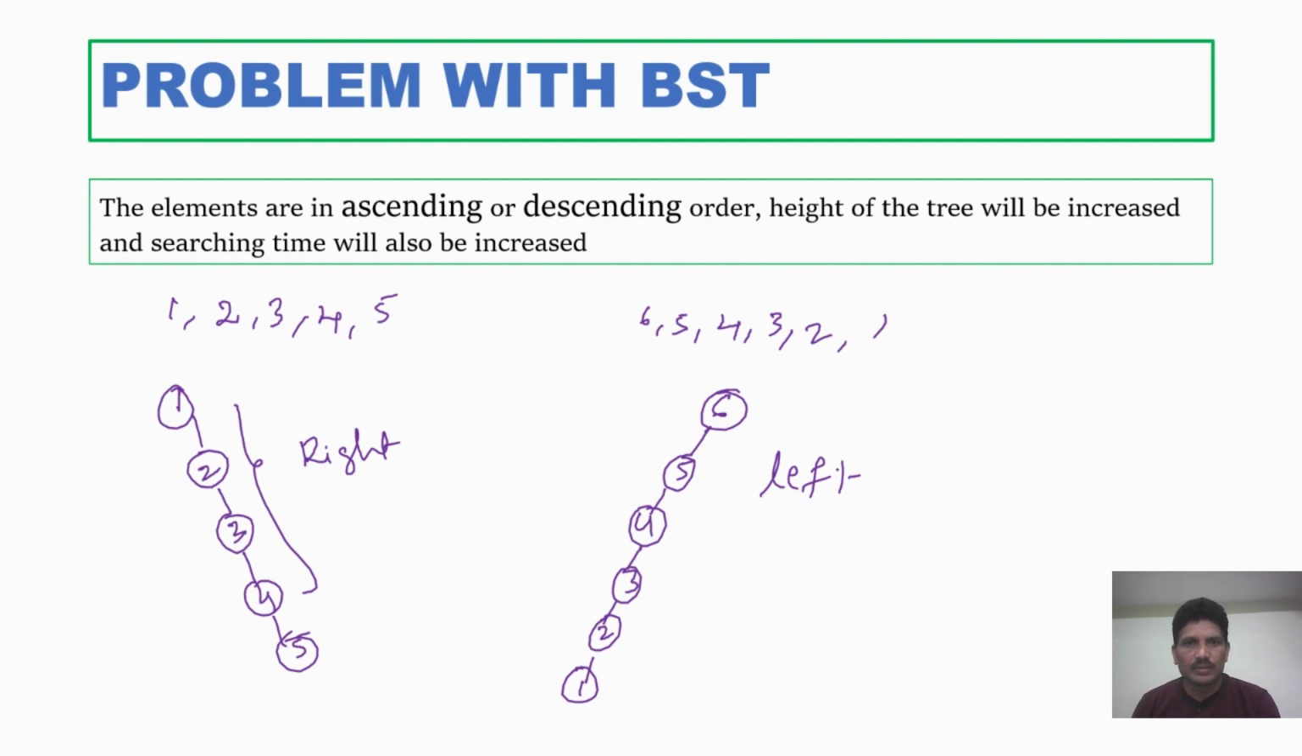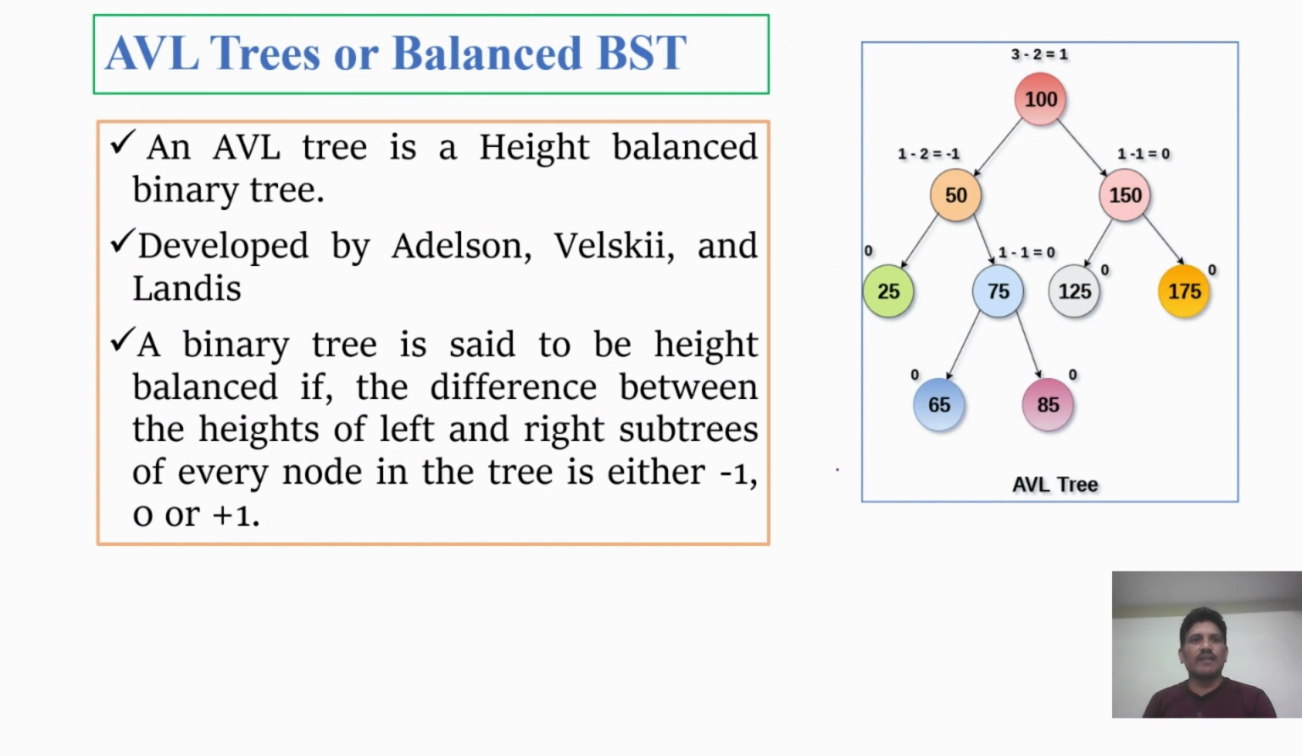To overcome that problem, the height balanced binary tree has been introduced, which is also called the AVL tree. In the next slide, what is an AVL tree? AVL tree is also called the balanced binary search tree. At the time of inventing the balanced binary search tree, the authors were Adelson, Velskii, and Landis. That's why the name was changed to AVL trees.